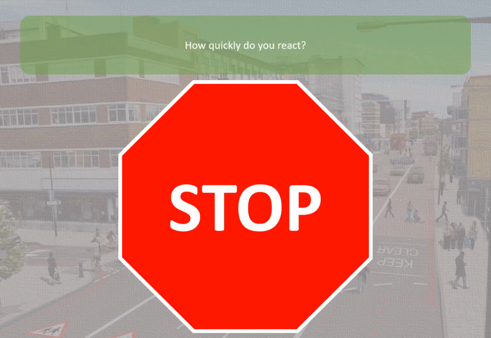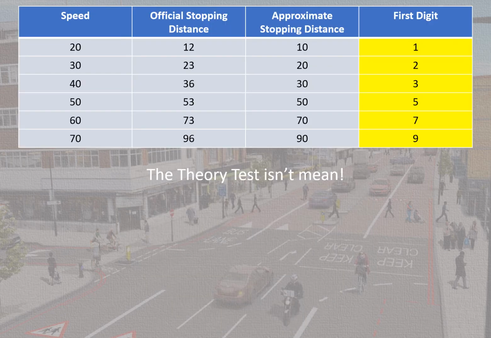Did you notice how it took longer to respond when you weren't concentrating as much? By remembering those first digits, 1, 2, 3, 5, 7, 9, you'll be able to answer most theory questions on stopping distances. The theory test isn't that mean, and we'll look at 2 examples to show you why.